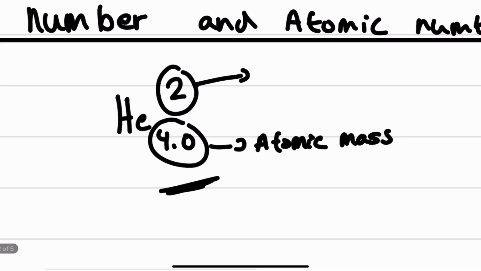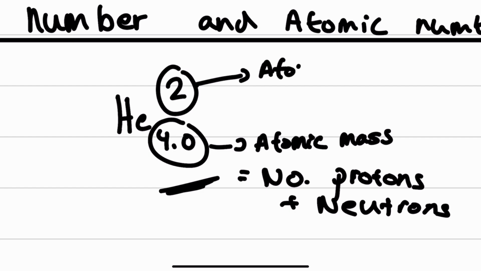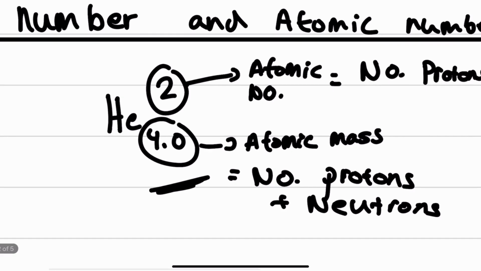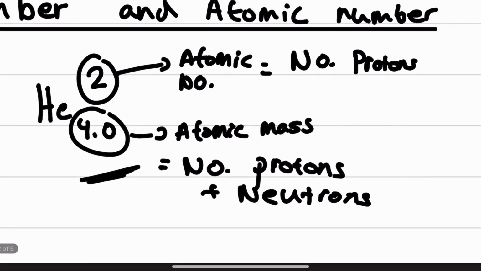Now, the mass number is the number of protons plus neutrons. The smaller number, on the other hand, is the atomic number. This is just the number of protons. Now remember, because the electron has negligible mass, it is not present in either of these numbers.